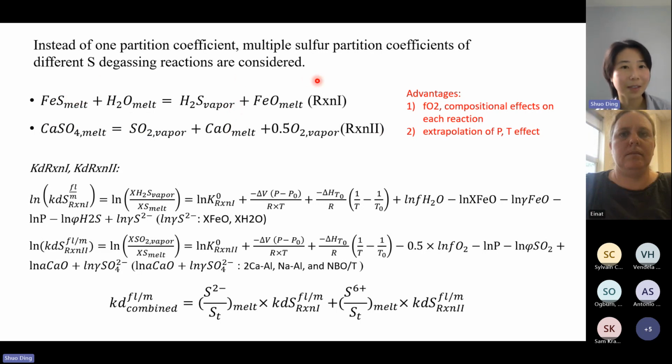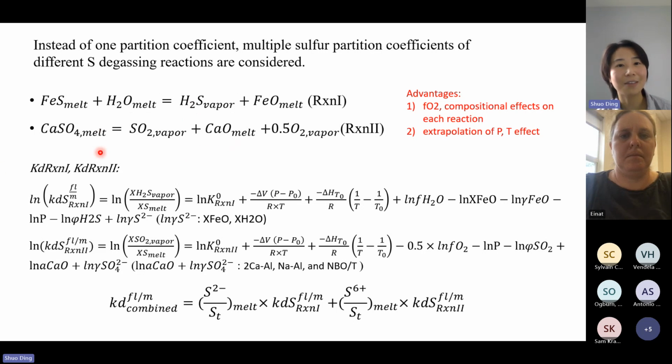So these are the two degassing reactions we're dealing with: sulfide degassing to H2S, and sulfate degassing to SO2. And then I write the equilibrium constant. These are all kind of familiar, but one thing I want to say is that the advantage of writing out these equations is that by looking at them, you know what the major player is.